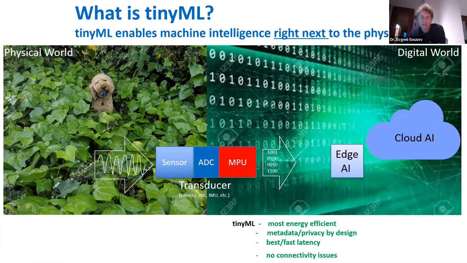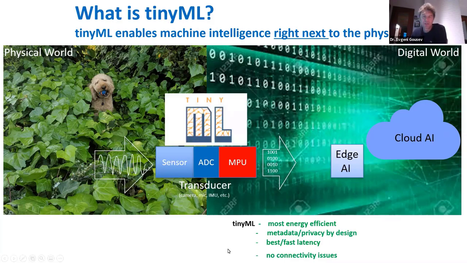What TinyML does is really enable machine intelligence right at the boundary of the physical world and the digital world. So that's the fundamentals of this technology. And because it does all the intelligence right there at the boundary of the two worlds, it's the most energy efficient way to digest information from the physical world into the digital world.